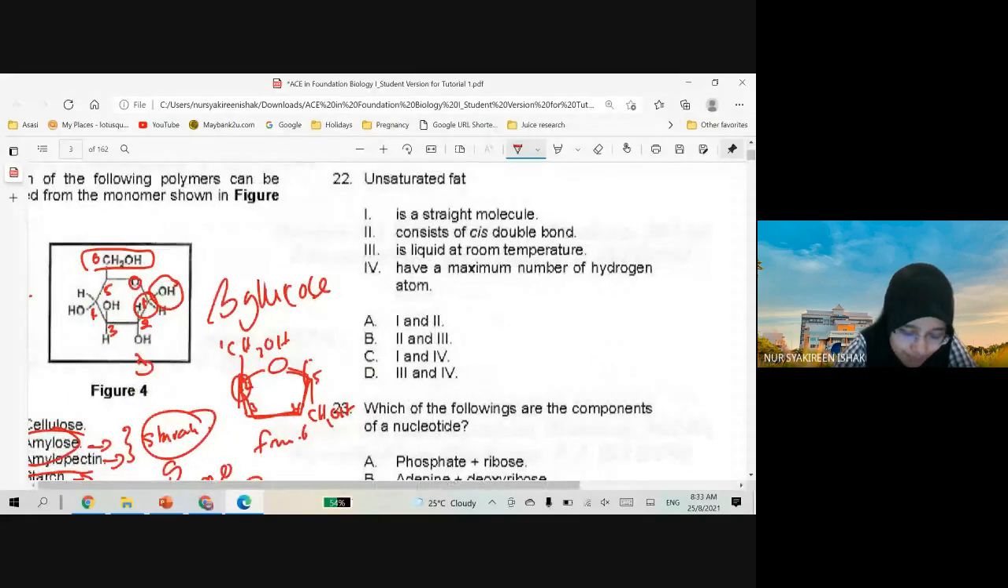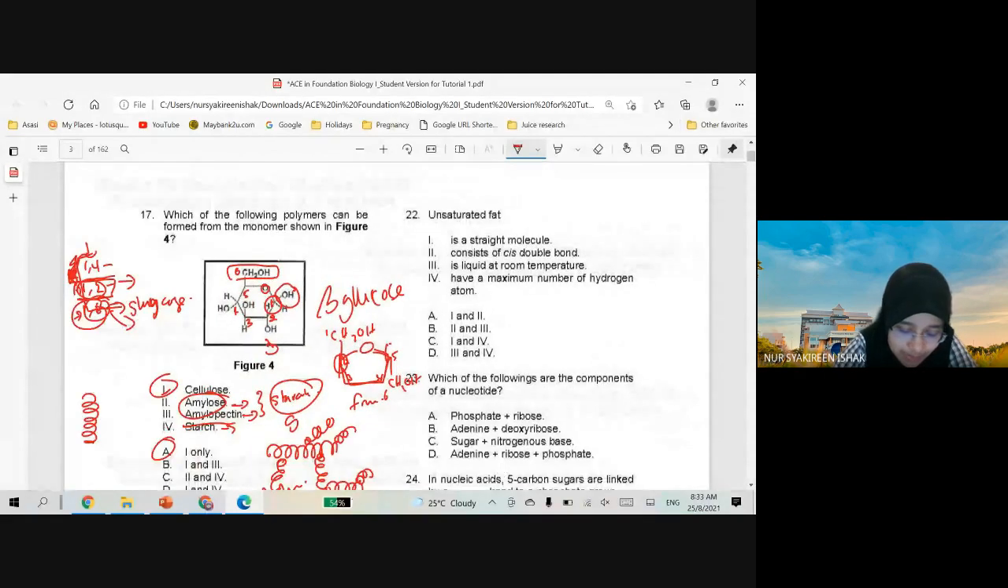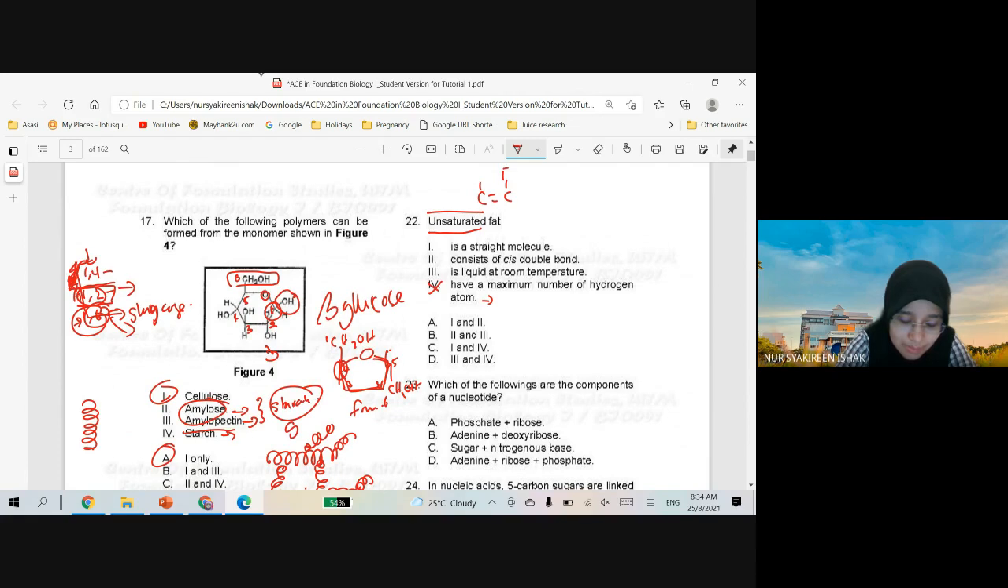Okay, so number 22. Unsaturated fat is a straight molecule, consists of 6 double bond, is liquid at room temperature, have maximum number of hydrogen bond. So number 4 ni salah lah kan. So kalau maximum is supposed to be saturated fats. Unsaturated due to the presence of what? Double bond between the carbon kan. So when you have double bond between the carbon, the carbon is bonded only to one hydrogen, each carbon that has the double bond.